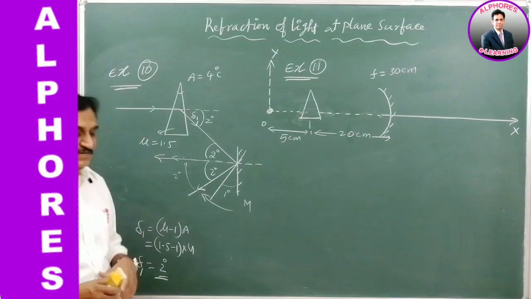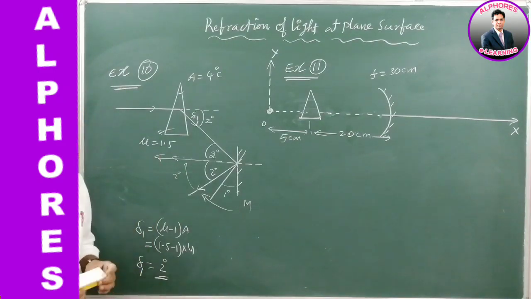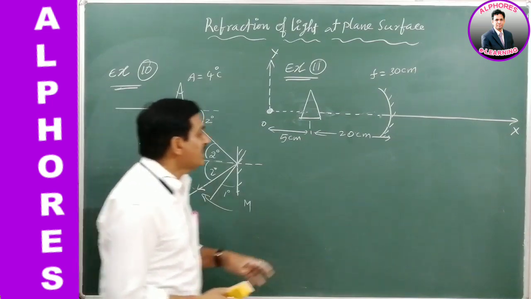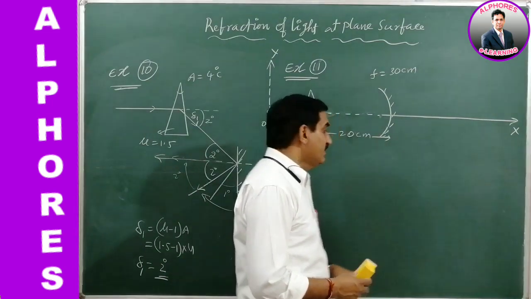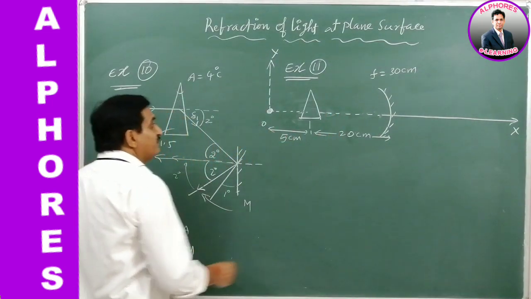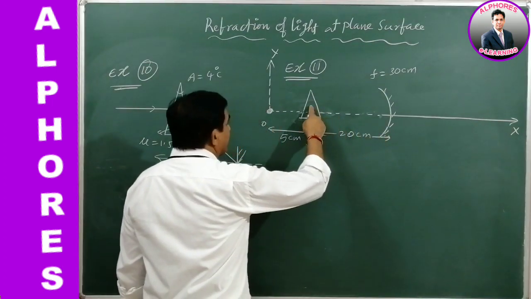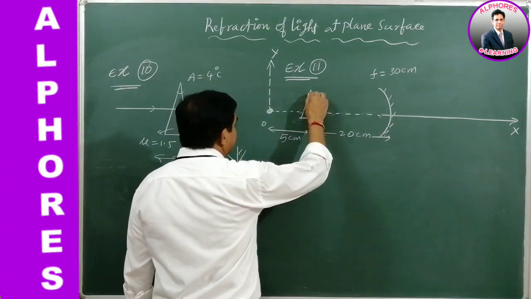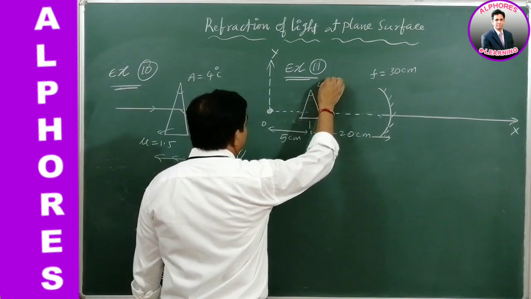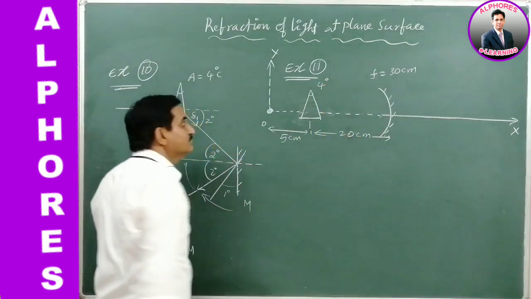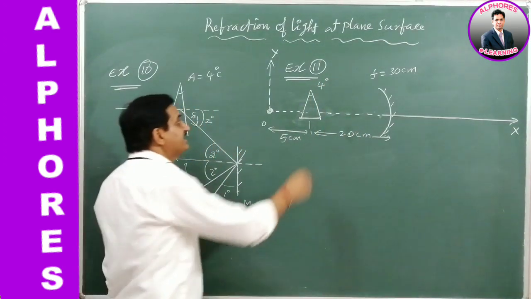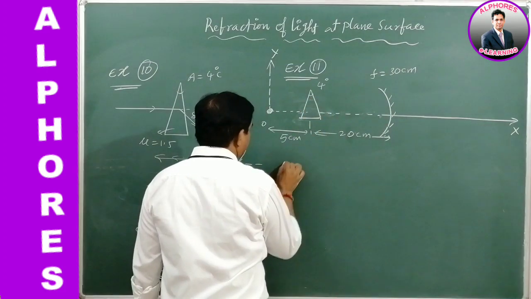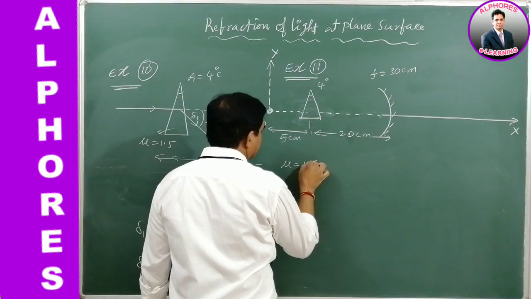Then go for another one. This is also a very important question. Now there is a concave mirror, and in front of this concave mirror, a small angled prism is kept somewhere. Its apex angle is 4 degree, and its refractive index is given, mu is equal to 1.5.